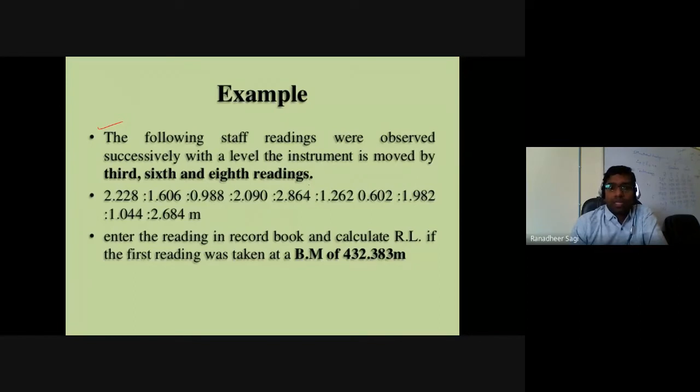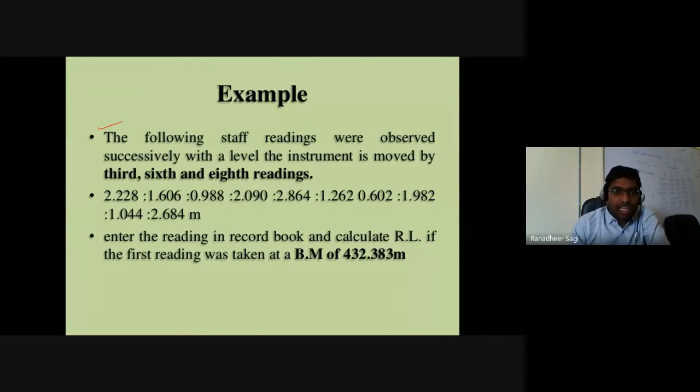Now, what does this mean? I am using some leveling instrument to take leveling staff readings at various points. And what is said is, the instrument is moved by the 3rd, 6th and 8th readings. That means, after taking the 3rd reading, there is a shift in instrument position. After taking the 6th reading, there is a shift in the instrument station position. After taking the 8th reading, there is a shift in the instrument station position. That is what is indicated.